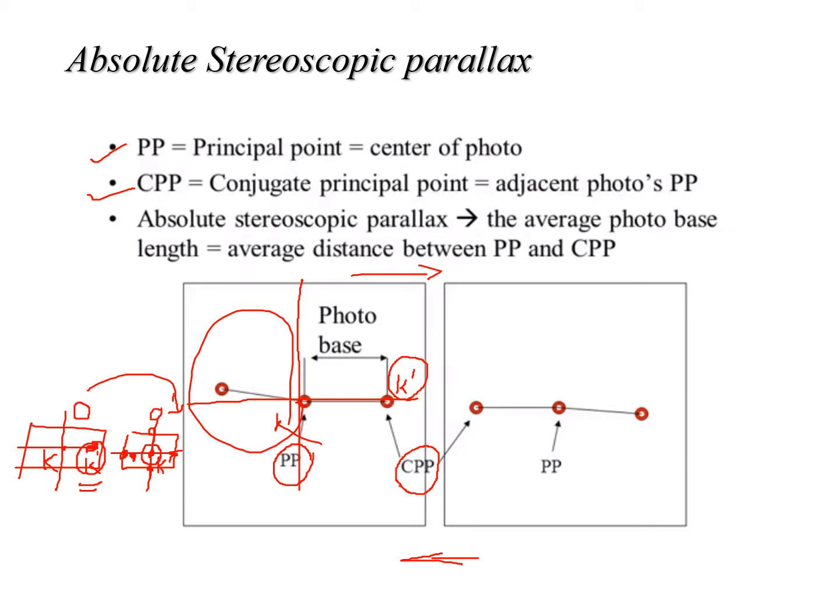So when we talk about this, the aircraft is moving from left to right. Now this will be your new principal point, and here if I say this is your K dash, and this point will be your K. So in the second photograph, K will be your conjugate principal point and K dash will become your principal point, whereas in the first photograph, K will be your principal point and K dash will be your conjugate principal point.